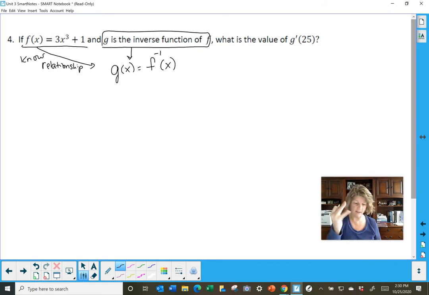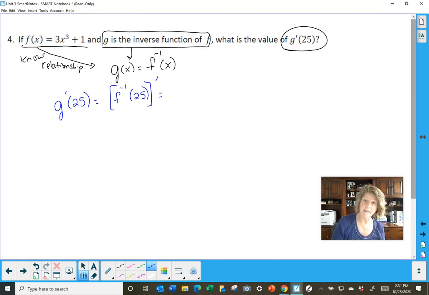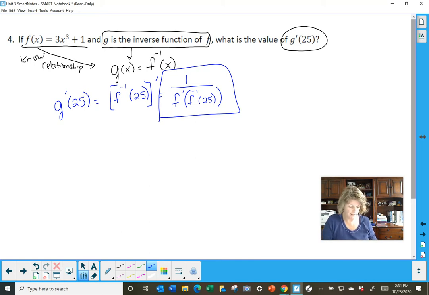Okay, so I've got that kind of digested. What is the value of g prime of 25? So let's go ahead and set up our thought process here. G prime of 25 is like asking for f inverse of 25's derivative. And that is a reciprocal relationship to the original function's derivative evaluated at f inverse of 25. If you just get used to this setup, that will help you immensely.